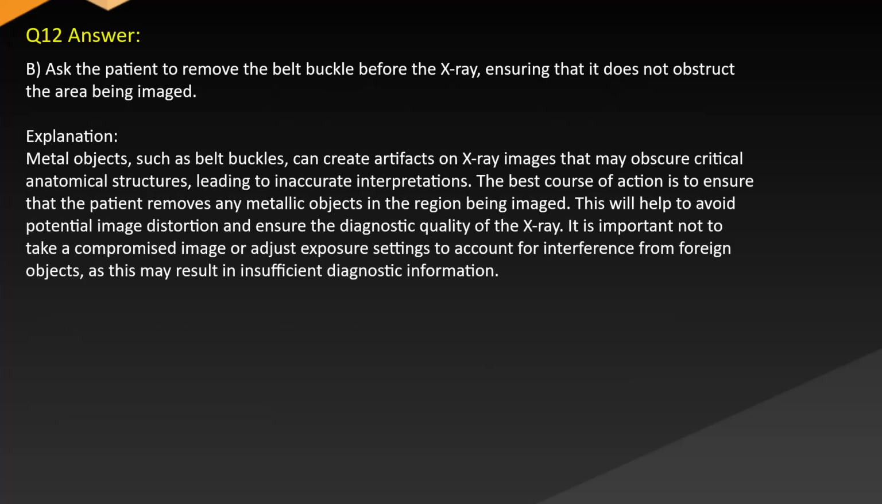Answer: B. Ask the patient to remove the belt buckle before the X-ray, ensuring that it does not obstruct the area being imaged. Explanation: Metal objects, such as belt buckles, can create artifacts on X-ray images that may obscure critical anatomical structures, leading to inaccurate interpretations. The best course of action is to ensure that the patient removes any metallic objects in the region being imaged. This will help to avoid potential distortion and ensure the diagnostic quality of the X-ray.